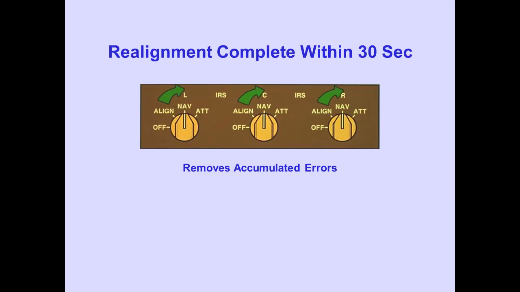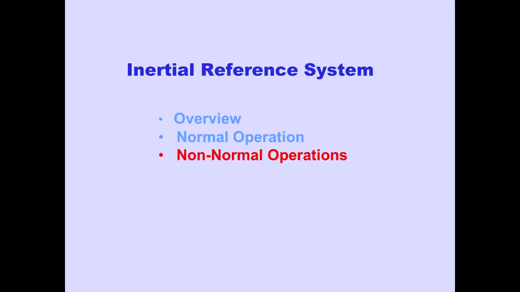Rotating the selector to nav, the realignment begins. Fast realignment completes in 30 seconds. Fast realignment removes accumulated acceleration errors, providing for more accurate operation. Now, let's look at some non-normal operations.